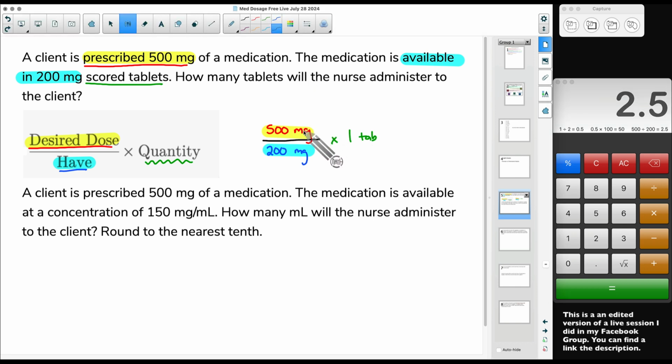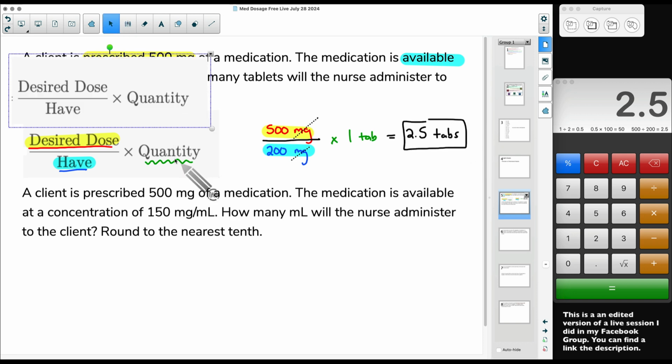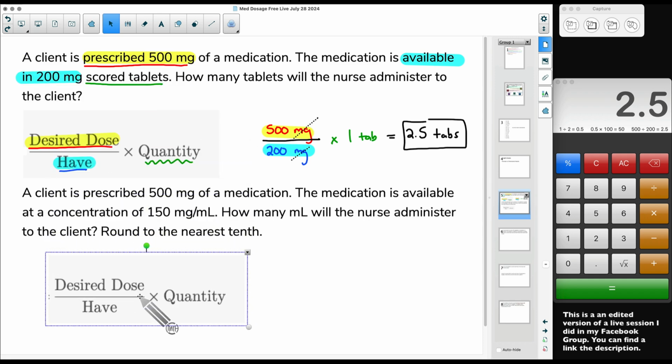Now, something about this formula, though, is that if these units right here match up, milligrams over milligrams, this kind of looks somewhat like dimensional analysis, but we are essentially getting rid of those words. In dimensional analysis, that's what it's all about. But here, 500 divided by 200 times 1, that gives us 2.5, and it will be 2.5 tabs. So again, using this formula here, there's nothing wrong with the formula, but it only works in certain situations.